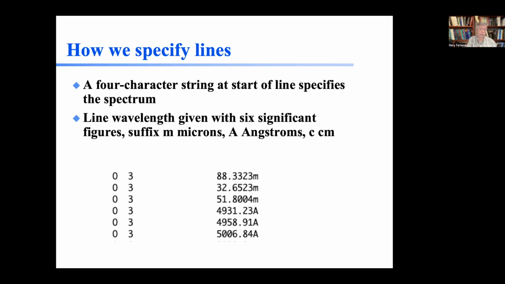The first and third are the strong mid-IR lines, 88 and 52 microns, and the bottom two are the strong optical lines, 5007 and 4959. They're so familiar, people have them memorized. These wavelengths have a letter at the end showing the designation because we work across the entire spectrum. A is angstroms, M is microns, C would be centimeters.